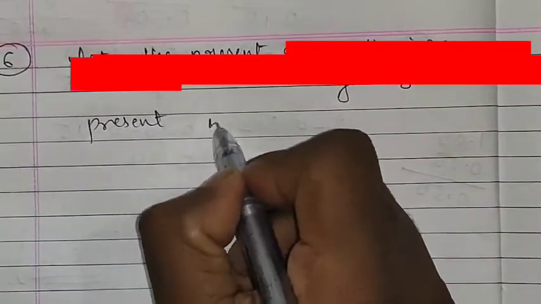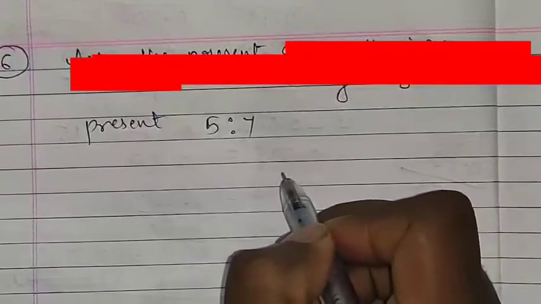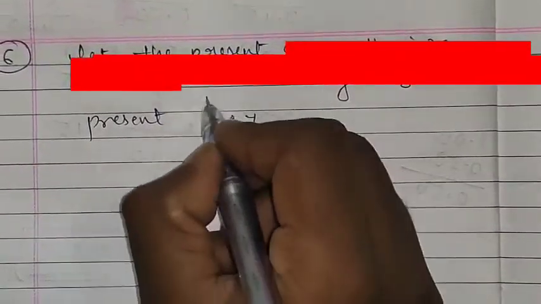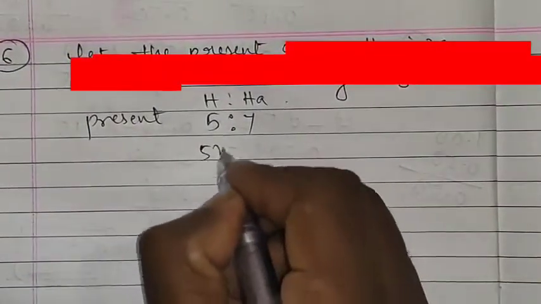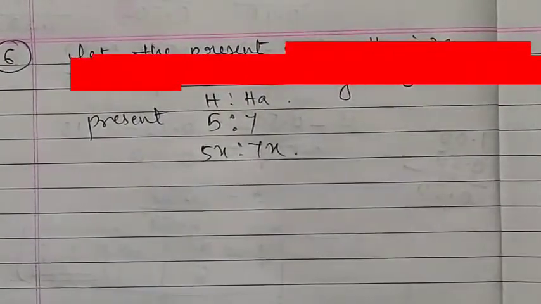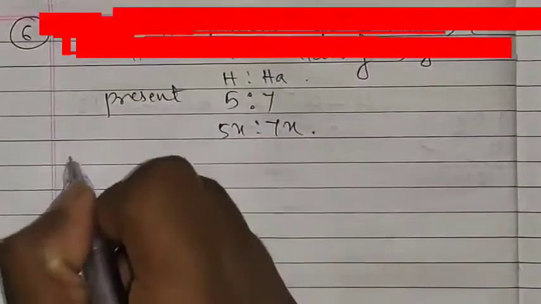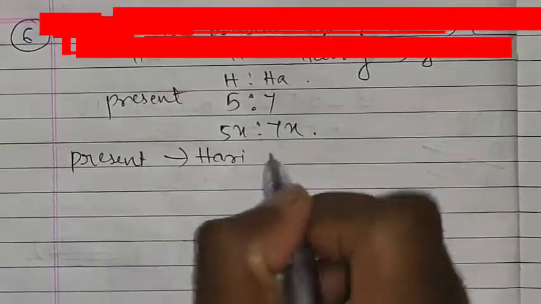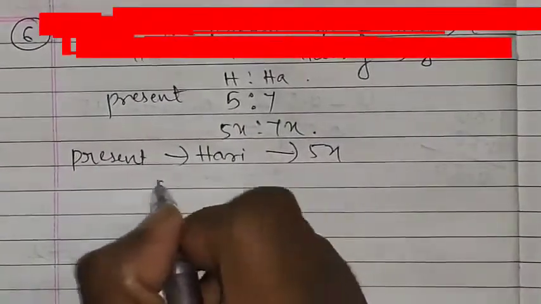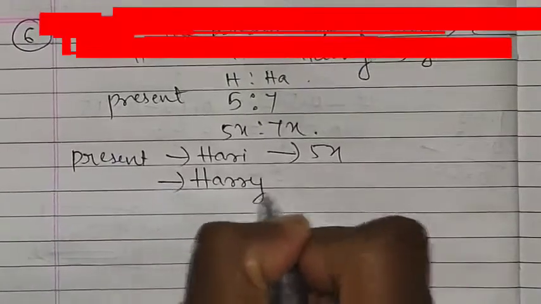I don't know the present age of Hari as well as Harry. I will take this. They gave the present age ratio, 5:7. It means this is Hari, this one is Harry. 5x is to 7x. Therefore we can write the present age of Hari is 5x, and Harry is 7x.